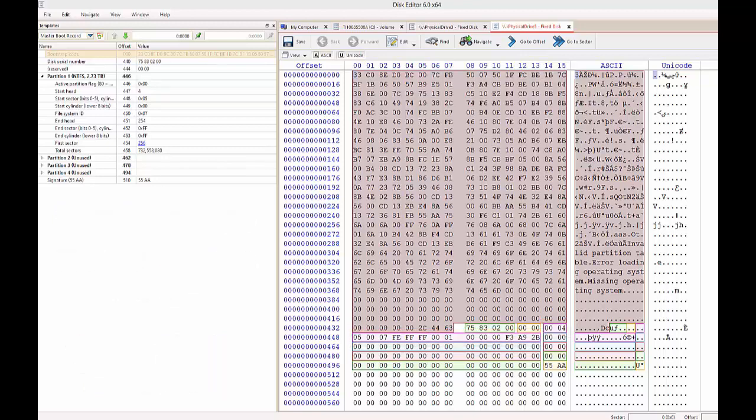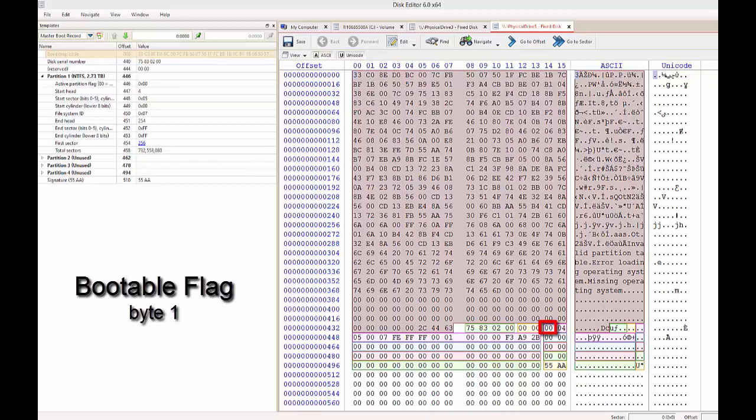I will now go over the 16 bytes which make up the single partition entry. Byte 1 is a bootable flag. The name is self-explanatory. It means that you can boot to this particular partition. This field only becomes significant if there is more than one partition on the disk.